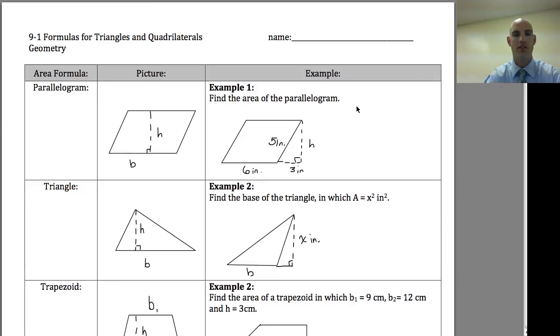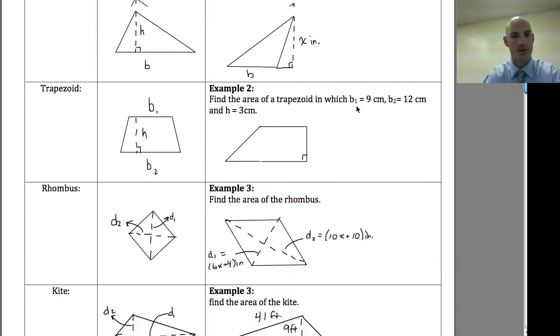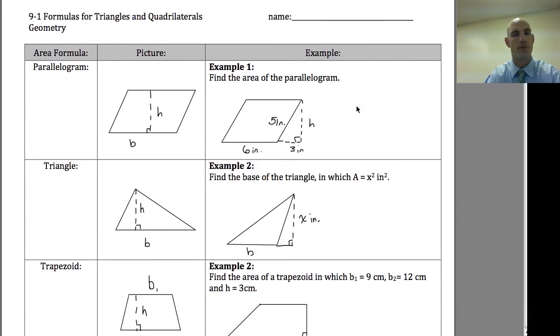And so what I've given you here is a list of all the formulas you're going to need and a corresponding example. Let's look at the first figure. The first figure is a parallelogram. And if you'll recall, the area formula for a parallelogram is area equals base times height. This works because a parallelogram is basically the same as a rectangle.